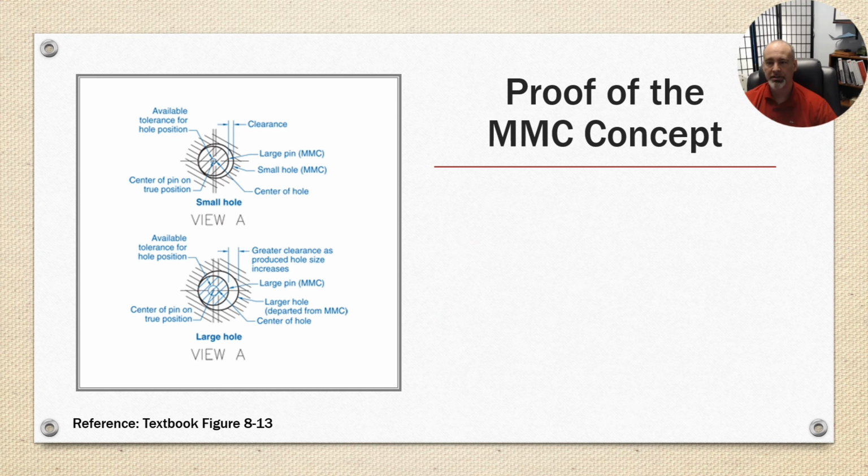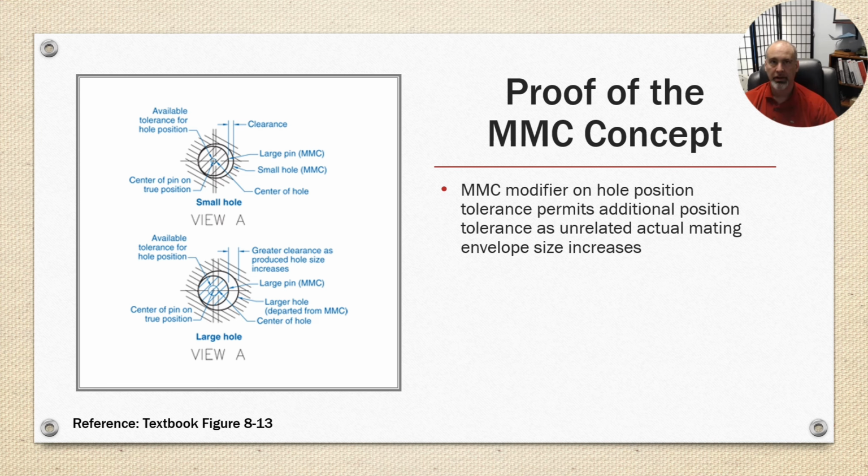Okay, proof of concept. Proof of MMC concept. So this is an example of using a functional gauge to check the position. The MMC modifier on the hole's position tolerance permits additional position tolerance as the unrelated actual mating envelope size increases. So the bigger the hole is, the more tolerance you have. So if you have mating bolts going through a bolt pattern, then you get more tolerance.